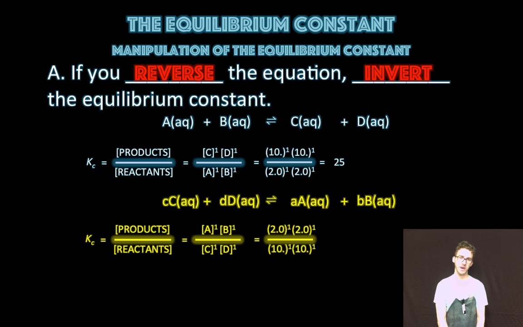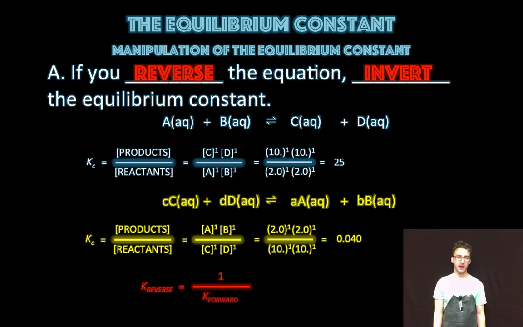In the reverse direction, equilibrium concentrations of our products are now going to be 2 molar each, and our reactants 10 molar each. So the value of our equilibrium constant here is 4/100ths, 0.04. 2 times 2 is 4, divided by 10 times 10 or 100. 4 over 100, 4/100ths. Genius.